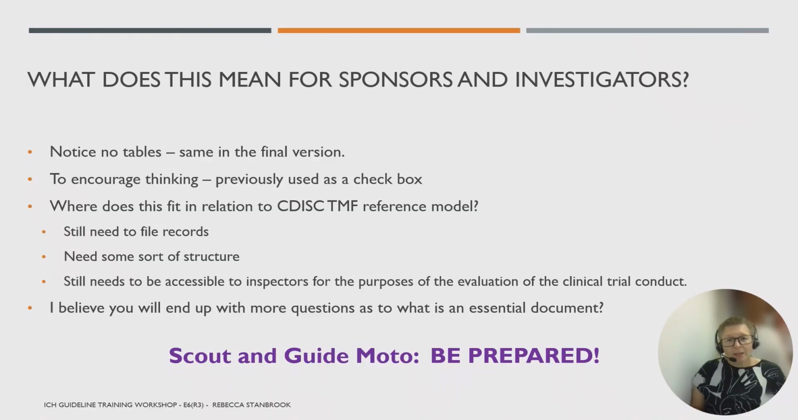I think you're going to get quite a lot of questions about what are essential records, so be prepared for those. So think about it: is this a record that helps tell the story of that clinical trial?